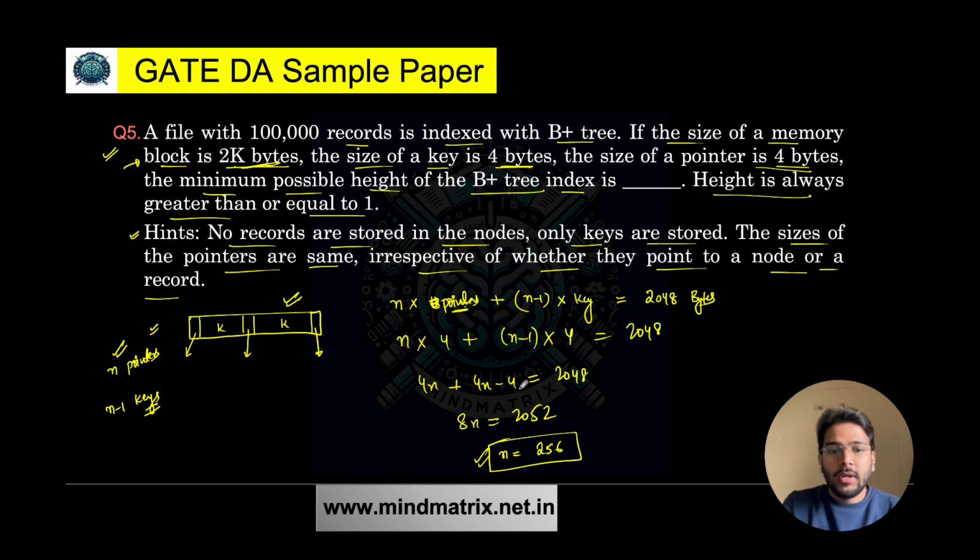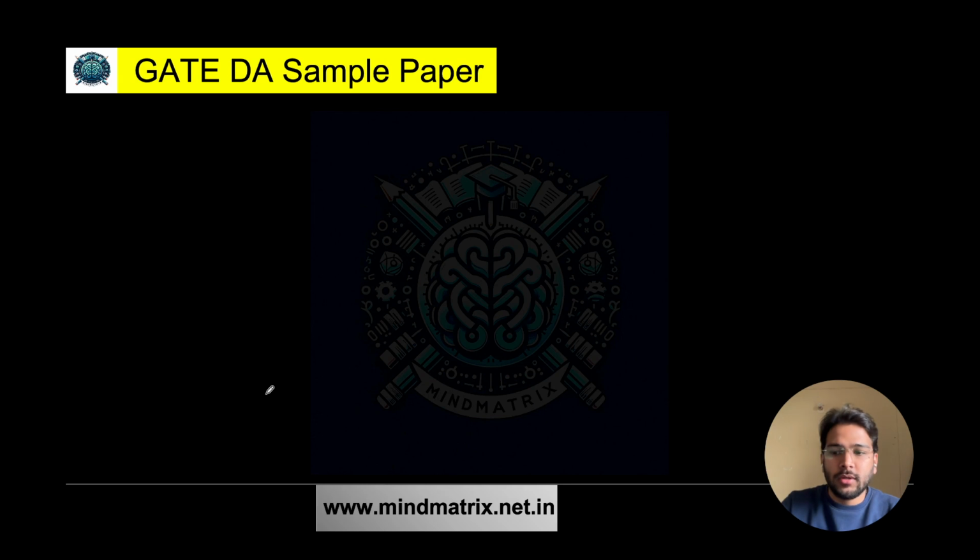Right? Now we have found the order. Now we have to find the minimum possible height. So let's do it here. We have the height here, we have the number of nodes, we are going to write the number of children we have, and here we are going to write the number of keys.